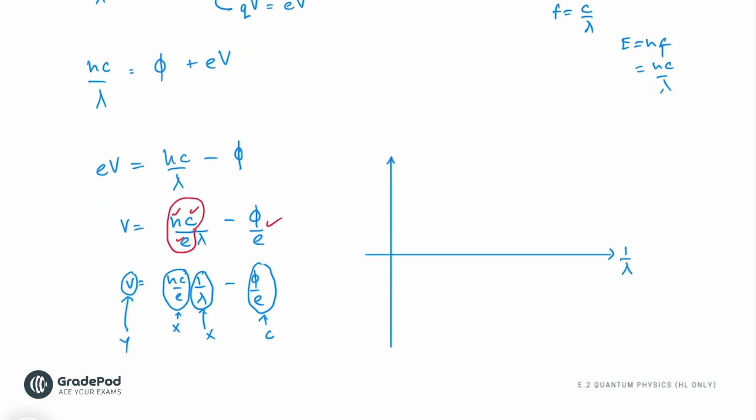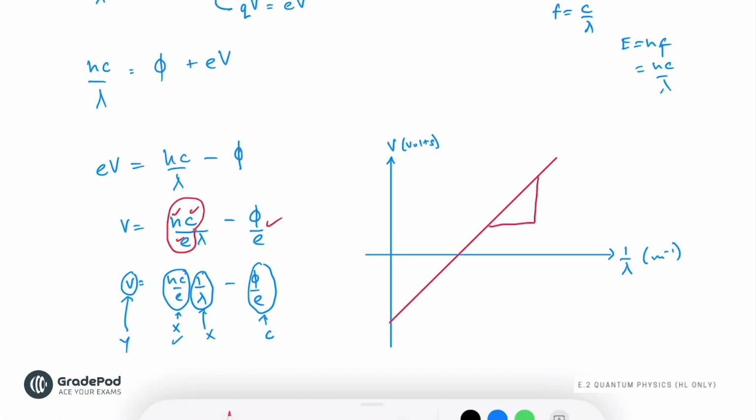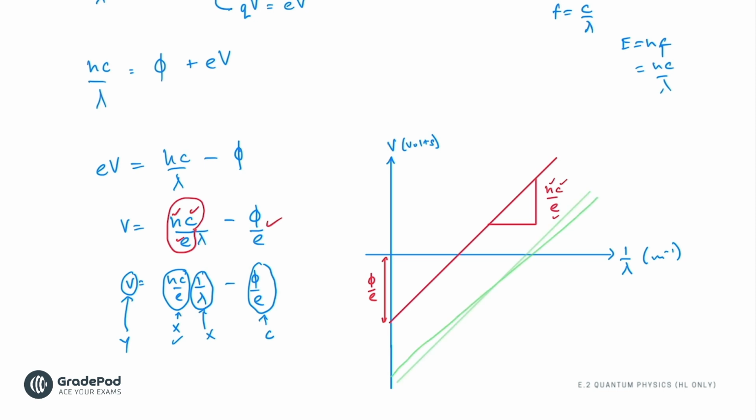We know that it's a straight line. It's a positive gradient because this is positive, and it's got a negative intercept. So our gradient looks like this, and it is equal to hc over e. This is a constant, this is a constant, and this is a constant. So that gradient shouldn't ever change. If we had a metal with a different work function, you'd see a line that looks like this. It has the same gradient because the gradient is a constant, hc over e.